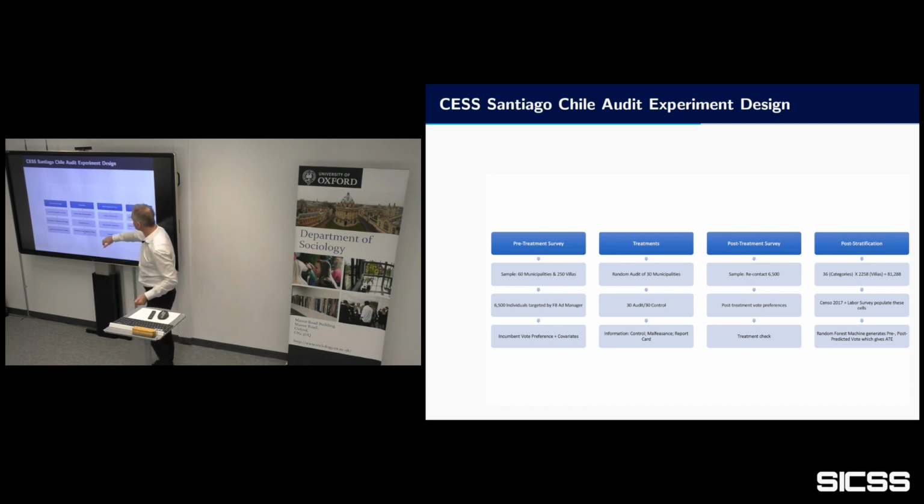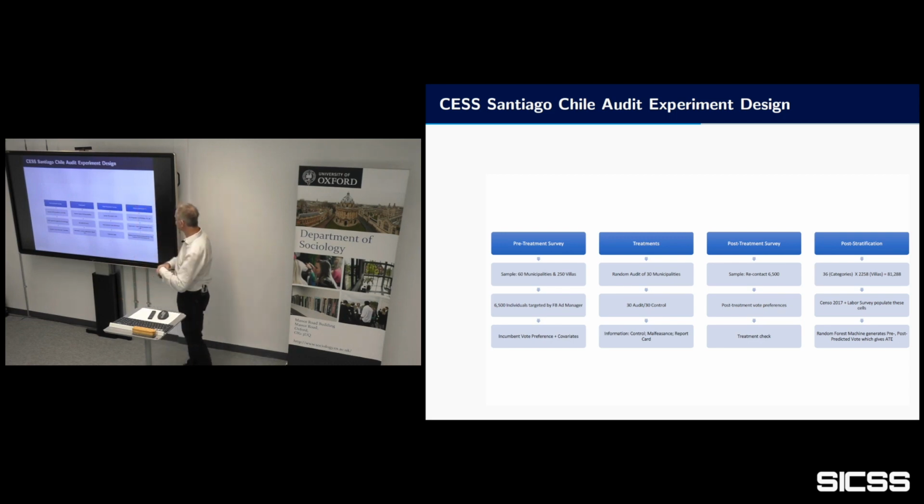So there are two levels of treatment. There's an audit, which is at the municipal level. And then there will be information treatments within the audited municipalities. Then there'll be a post-treatment survey in which we go back and re-interview those 6,500 people in principle. And then we'll get their vote preferences in the post-treatment period.